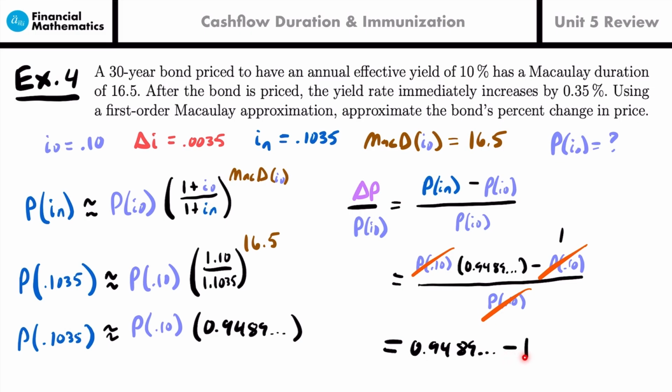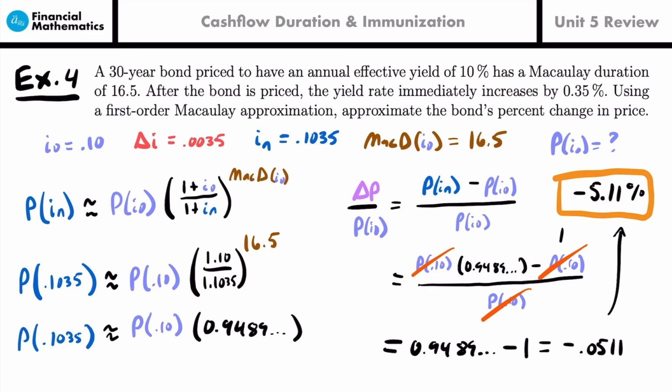Okay, and so if you subtract 1, you should get about negative 0.0511. And then if you multiply that by 100, you'll get the percentage for that decimal, and you'll find that the percent change is about negative 5.11%. Okay, that is the percent change in the price of this bond if the yield rate increases by 0.35%. And by the way, there are more decimals for that. I just decided to round off to 4 decimal places because that makes for a very nice percentage here of negative 5.11%. Okay, and so that's it for this 4th review problem.